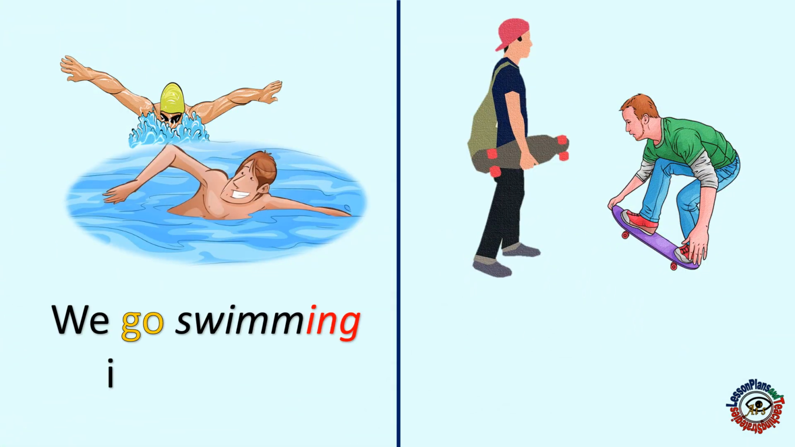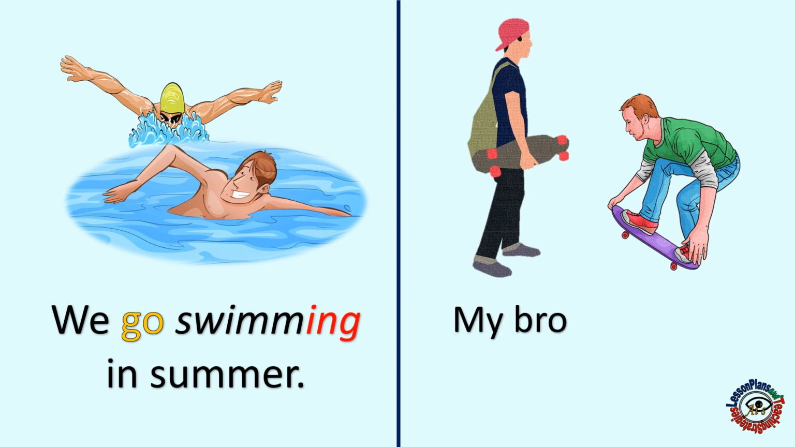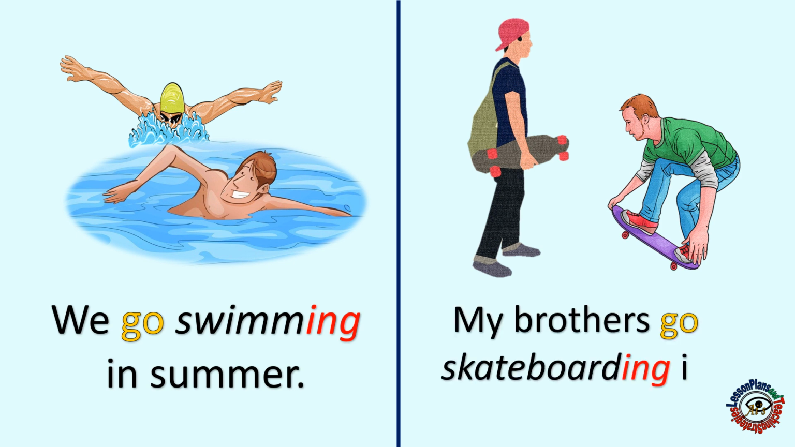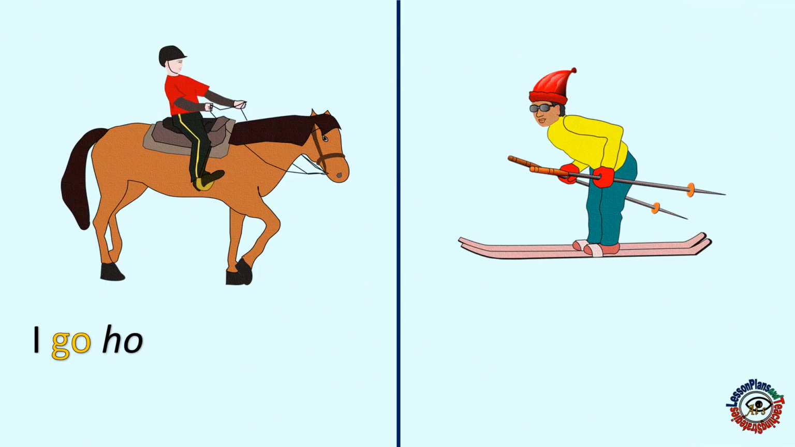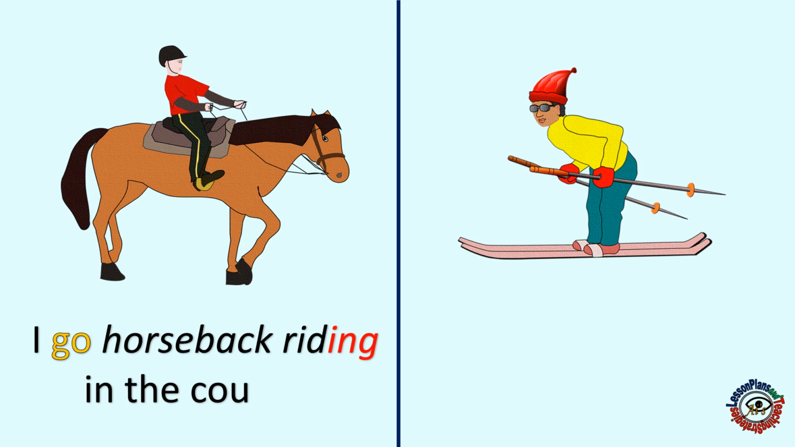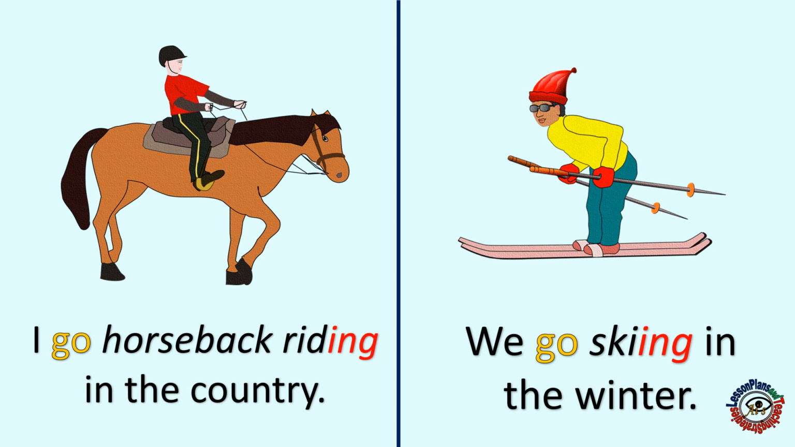For example, we go swimming in summer. My brothers go skateboarding in the street. I go horseback riding in the country. We go skiing in the winter.